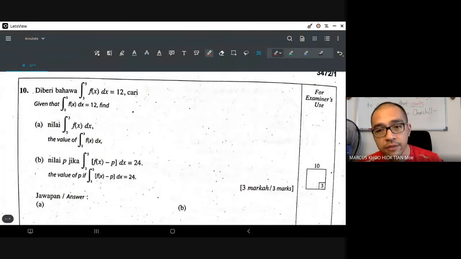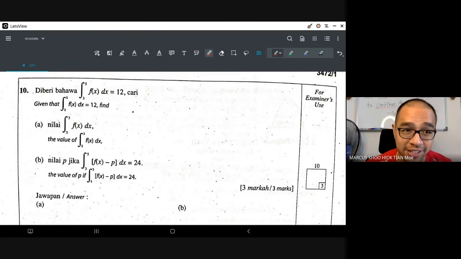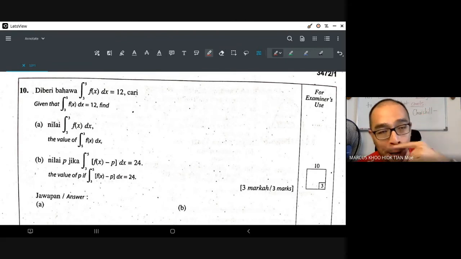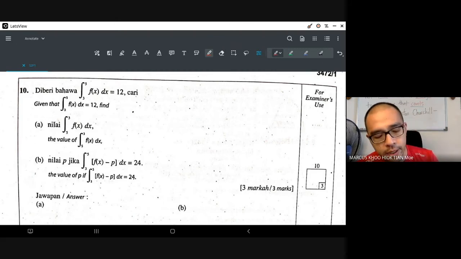Okay, question 10. If there's a differentiation question, there is definitely going to be a question in integration. First thing you need to remember is integration is the opposite of differentiation. Kalau differentiation kuasanya menurun, integration dia punya kuasa adalah menaik. Now if you are given the integration from 3 to 5 of an unknown equation equals to 12, what does this mean?